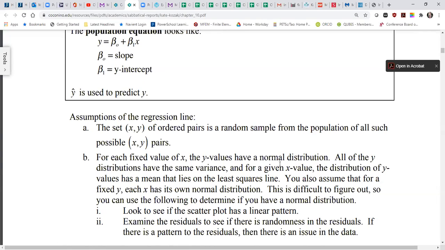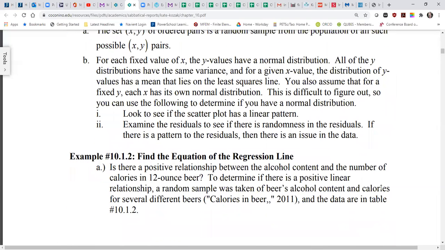We also need to assume that for each fixed value x, the y values have a normal distribution. All of the y distributions have the same variance for a given x value, and the distribution of the y values has a mean that lies on the least squares line.